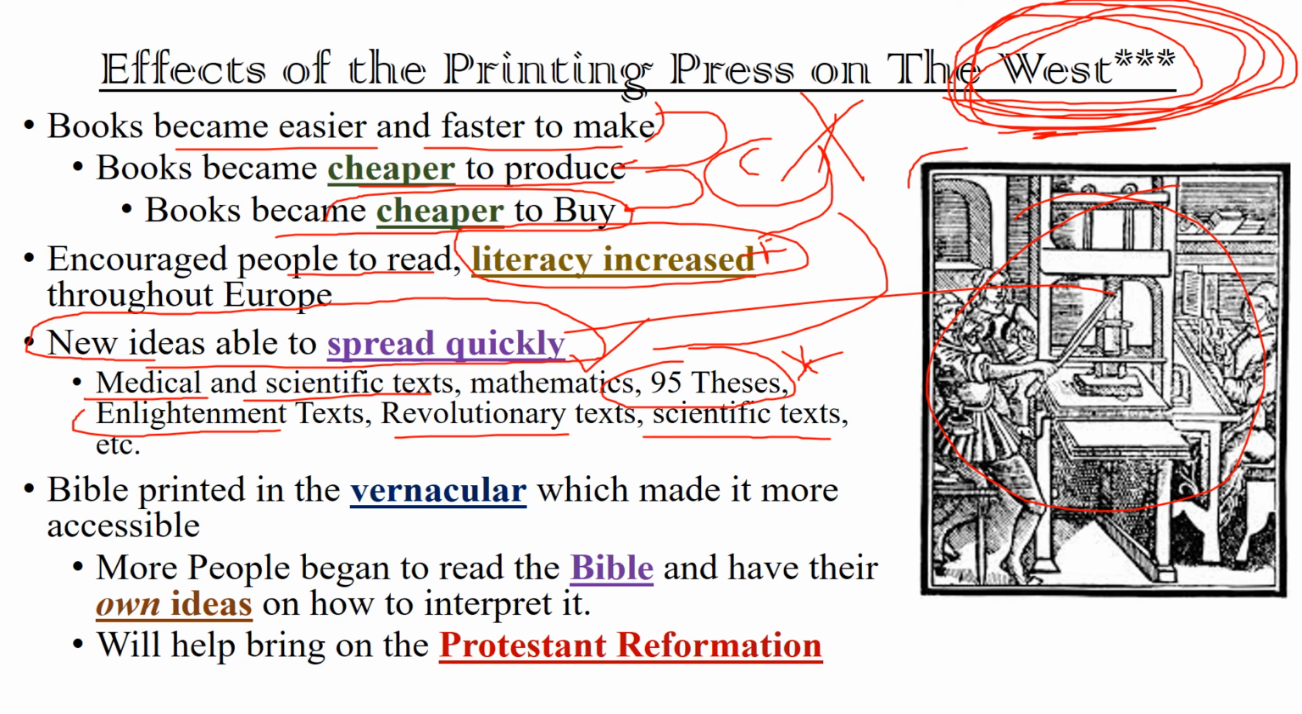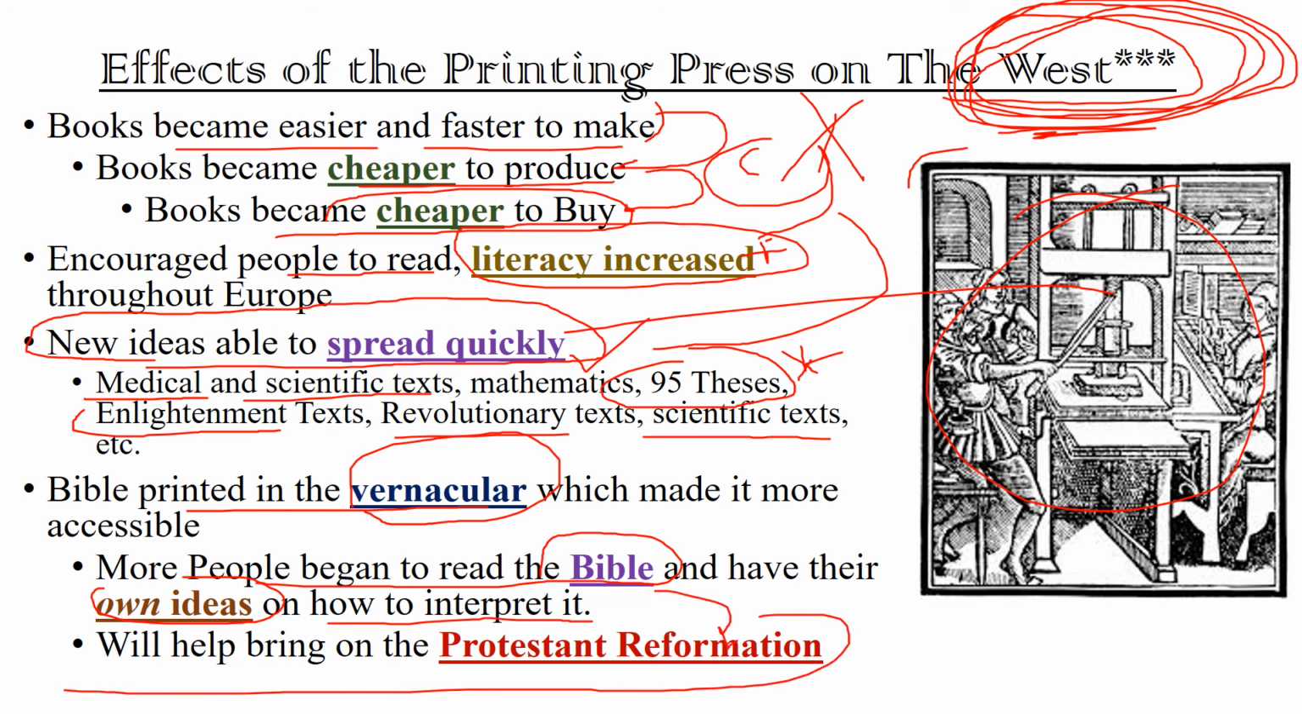One of the big impacts of this is the Bible began to be printed in the vernacular. That's, again, the commonly spoken language of any given area, not just Latin. And because the Bible gets printed in the vernacular, more people begin to read the Bible and they begin to have their own ideas on how to interpret it. This will eventually lead, cause and effect, to the Protestant Reformation, which is a huge, huge unit that we'll go into in detail.